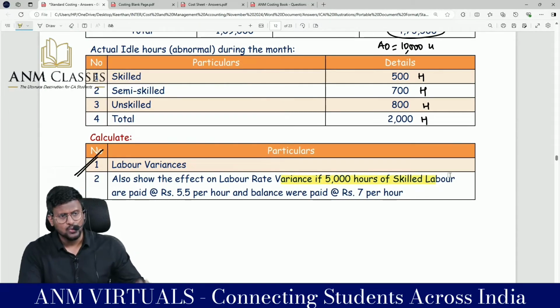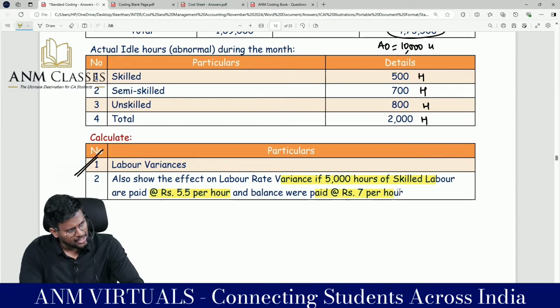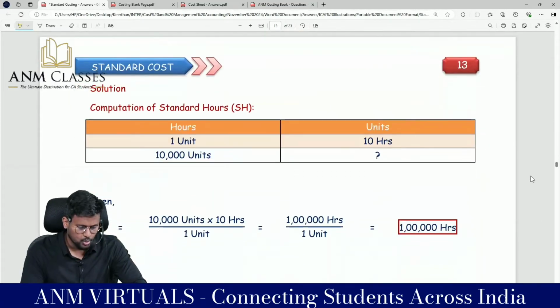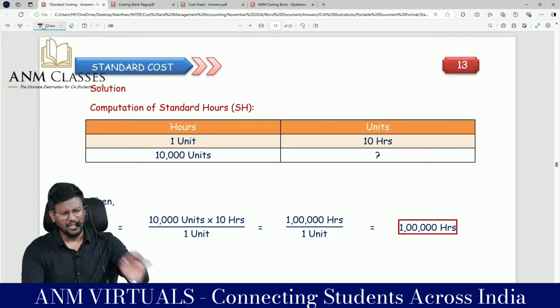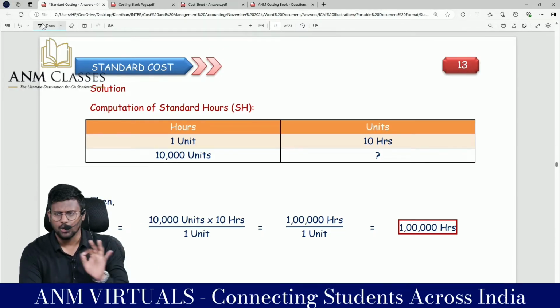If 5,000 hours of a worker are paid at a certain rate per hour, and the balance were paid at 7 per hour. So we are having multiple questions. First we will be solving part 1 of the question as a normal question. So I am going to solve it. It's a very normal question once we have done the concept questions. Straightforward question, no confusions.